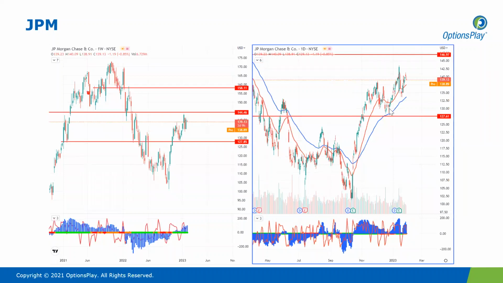JP Morgan. So JP Morgan was my big bank pick because it's the best performer of big banks compared to Goldman Sachs, Morgan Stanley, Citi. JP Morgan, from a relative perspective, has been performing very, very well.